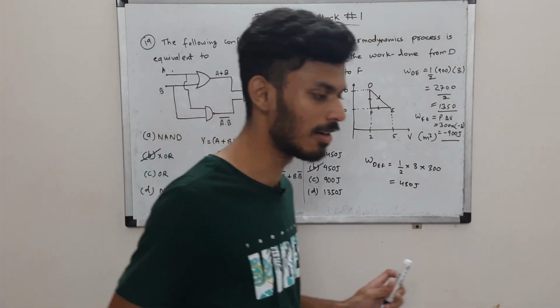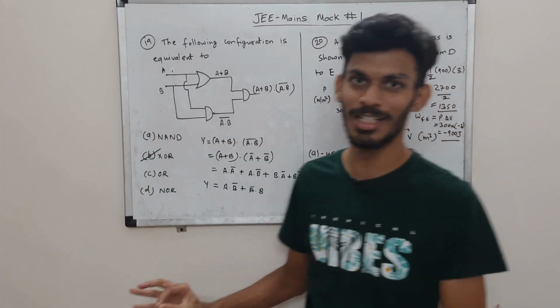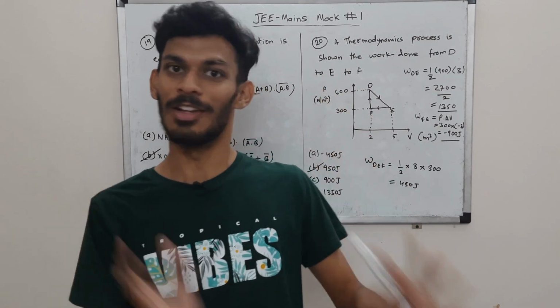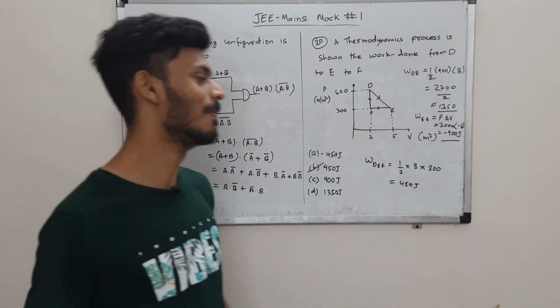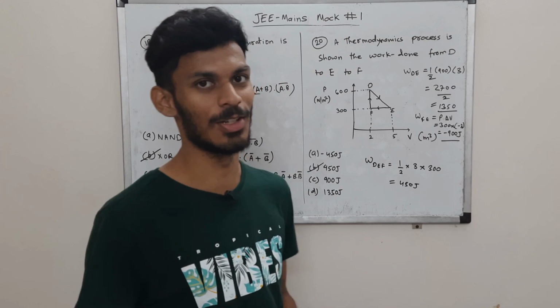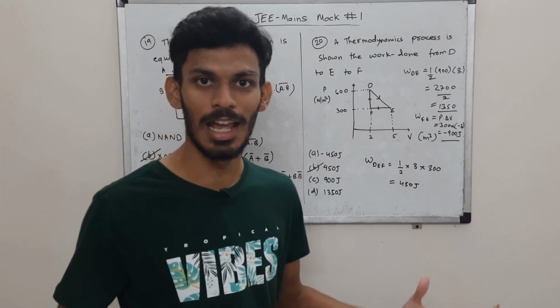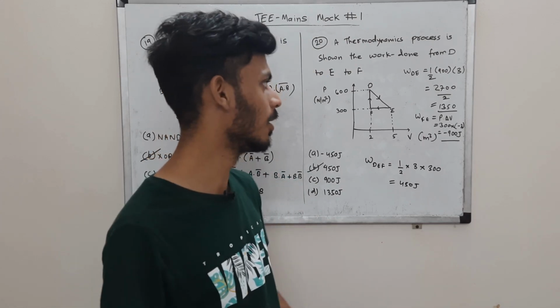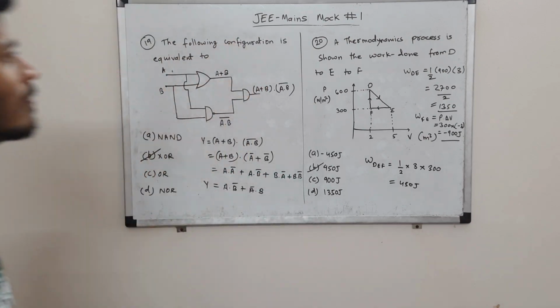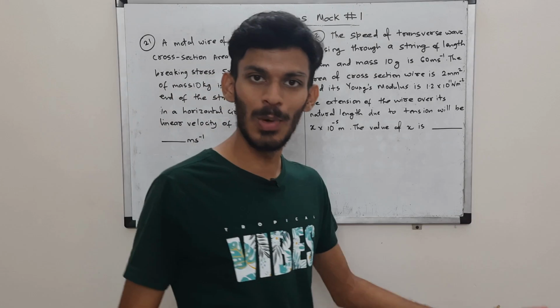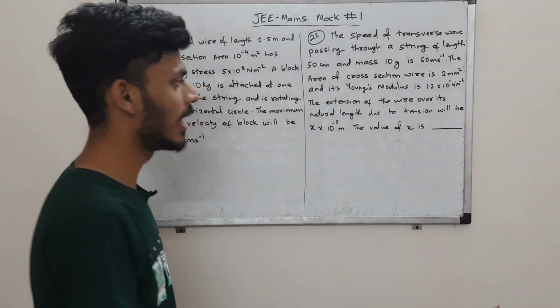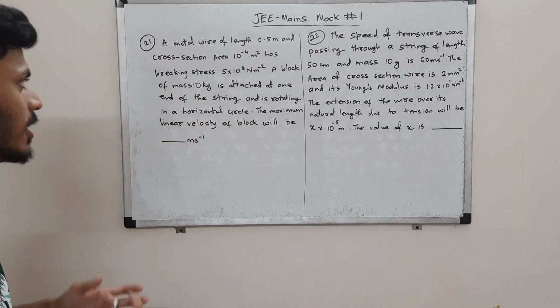So we are done with the multiple choice questions. Now we'll move to something very serious, numerical based questions, integer type questions, wherein you are not given any options. So let's begin with those. 21 and 22 over here, we are stepping into the territory of integer type questions.